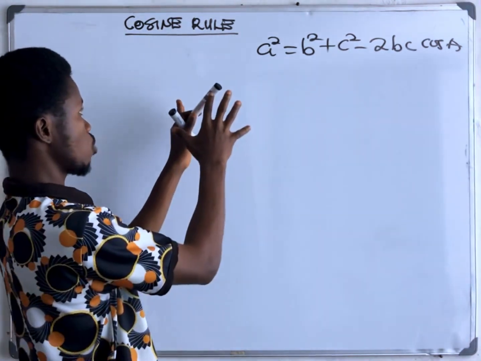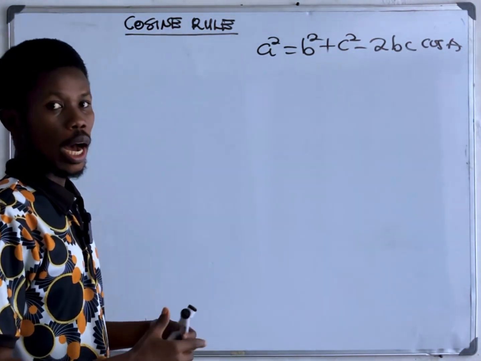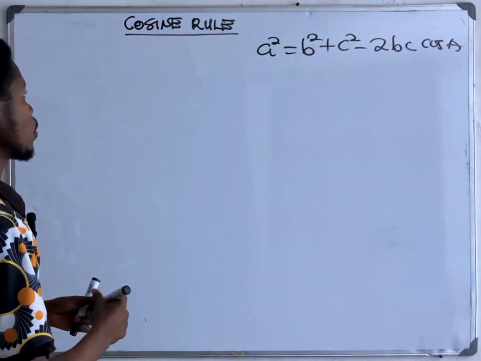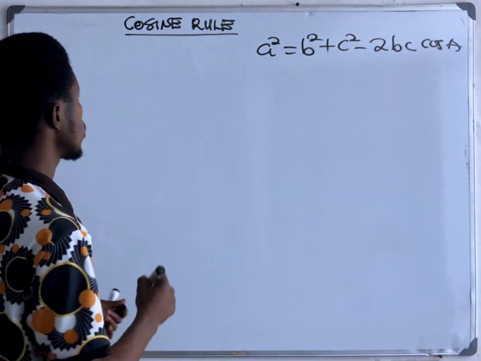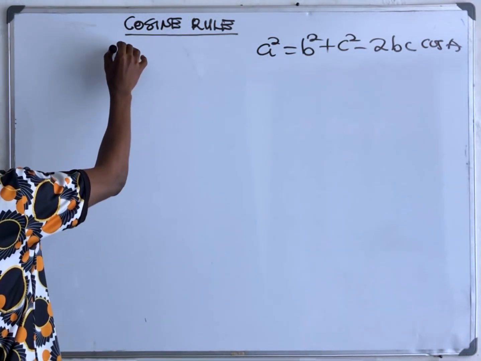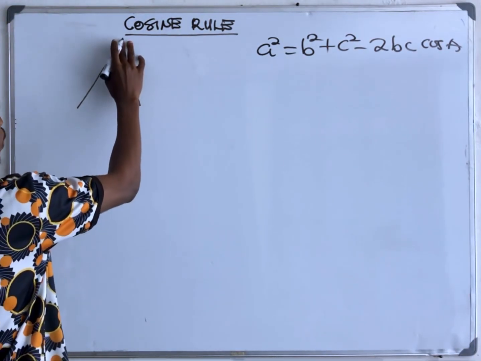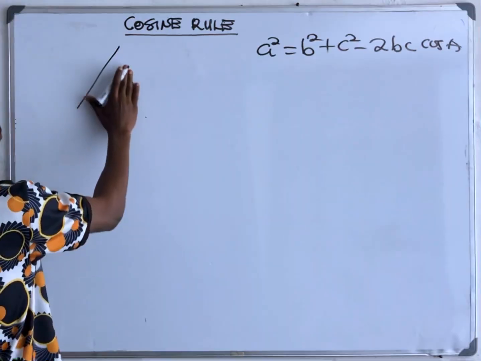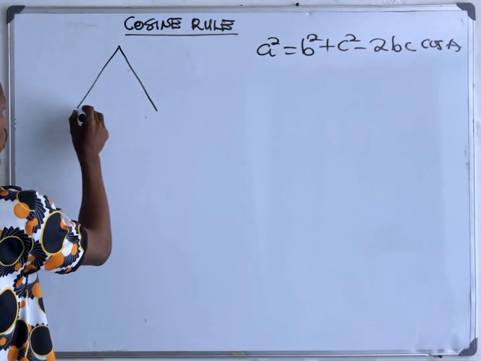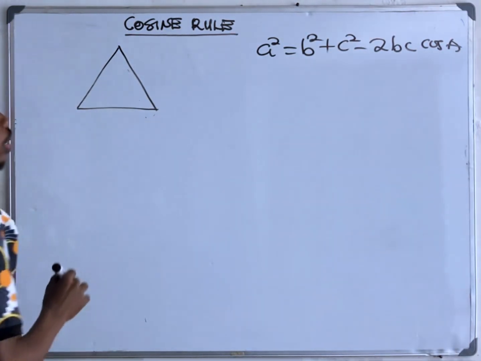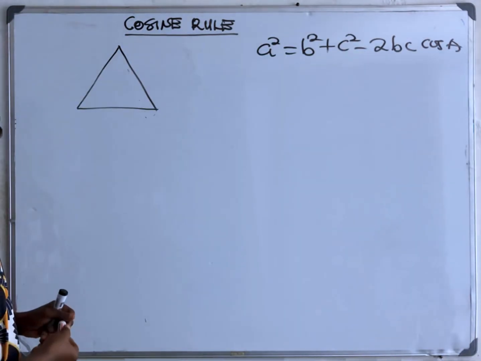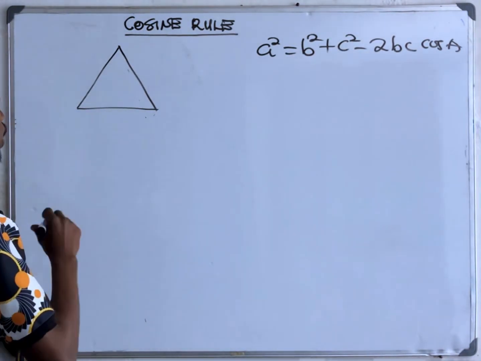But let's put the reference on this. How do you prove this one? We are going to look at the step by step of doing this. So the first thing to do is to draw a triangle. Second thing, let's name this triangle.